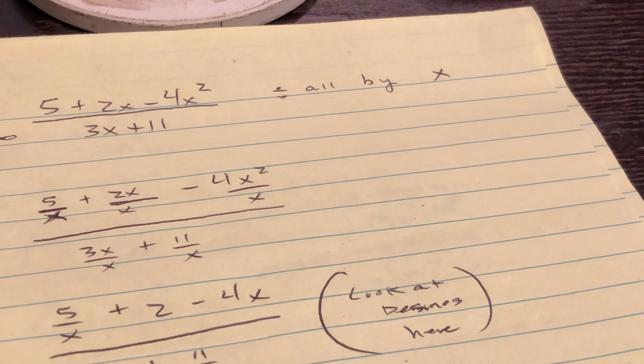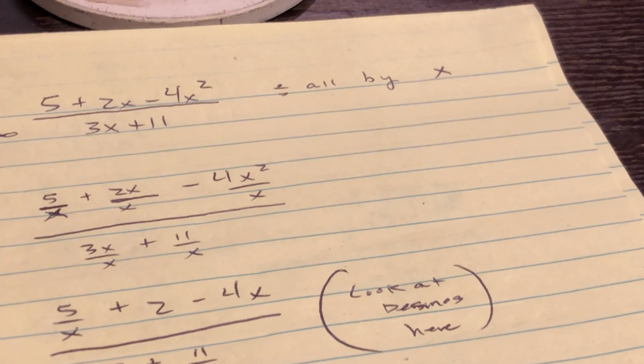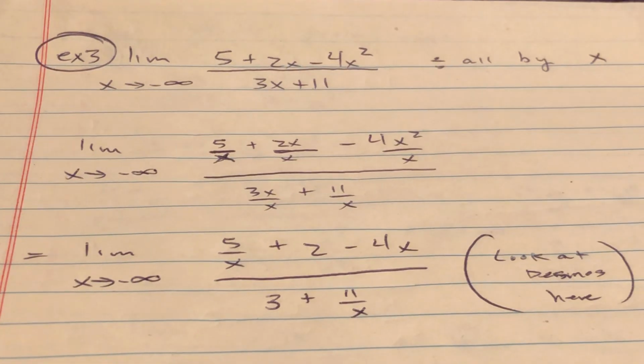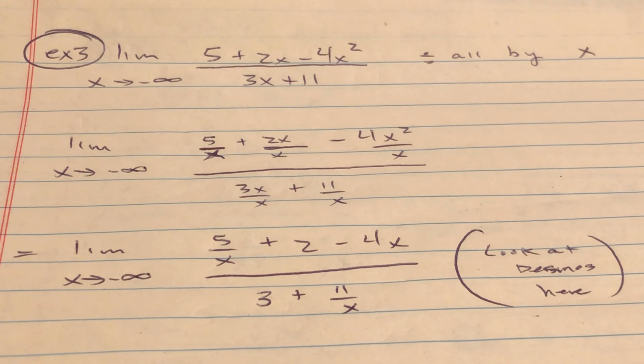Well, folks, as there is lovely radio silence here, divide again. What is the highest power in the denominator? It is x. Divide everything by x. Well, I go get that Chrome.